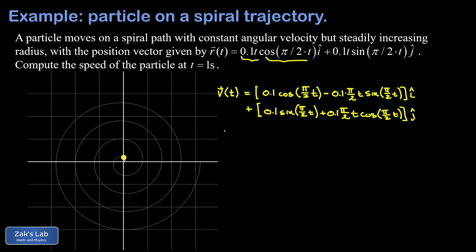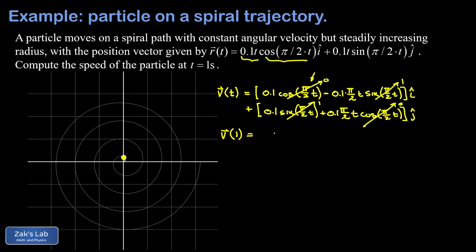So now we're studying this moment in time at t equals 1 second. So I want to evaluate the velocity vector at t equals 1. And I set this problem up so that the special angles would make things simplify really nicely. If I plug in 1 for t, that means the angle in all these trig functions is just pi over 2. And the cosine of pi over 2, that's 0. And the sine of pi over 2, that's just 1.